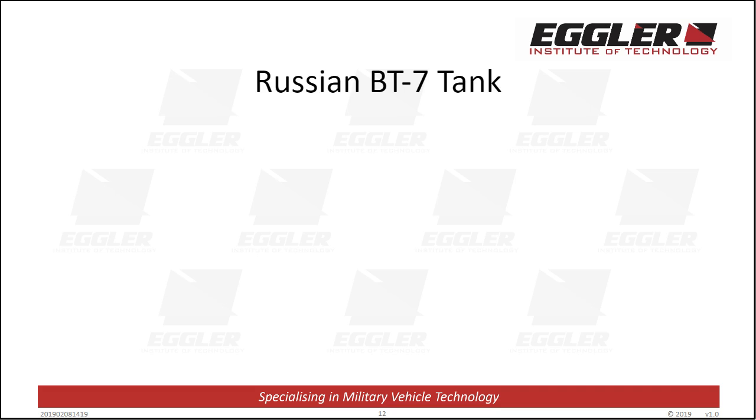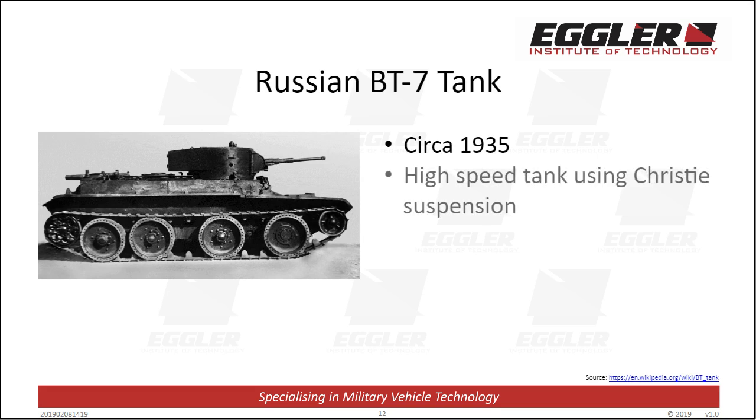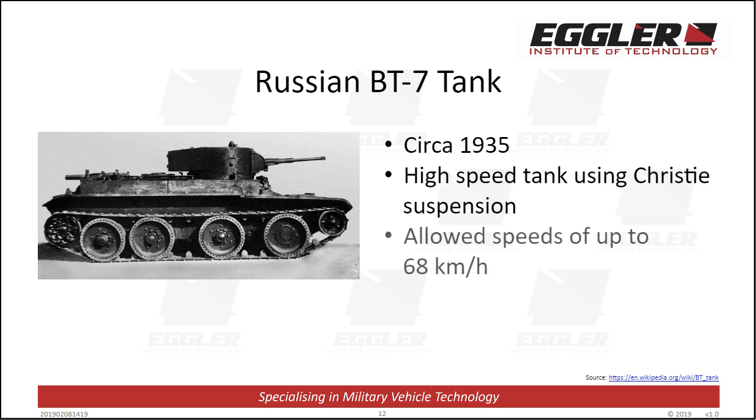One of the earliest and most effective tanks was the Russian BT-7 tank. It adopted the Christie suspension, which provided it with the ability to travel at very high speeds. Its top speed was 68 km per hour. It also incorporated a novel design that allowed the vehicle to either run on wheels or tracks.